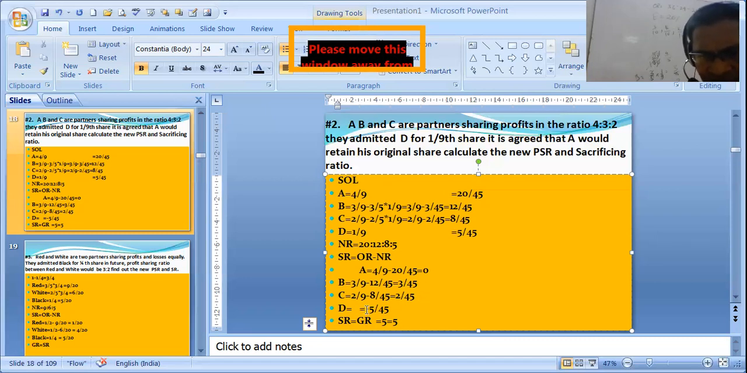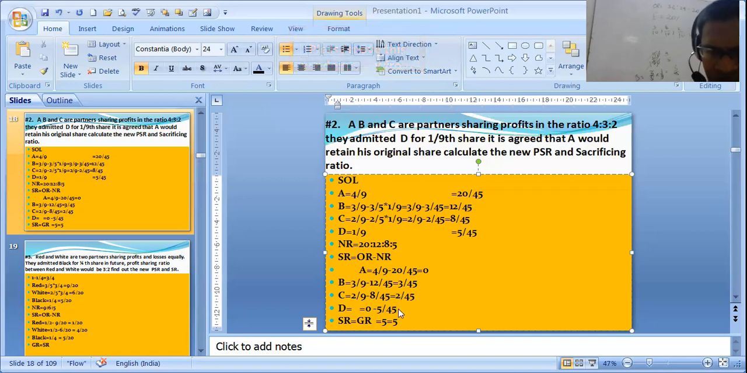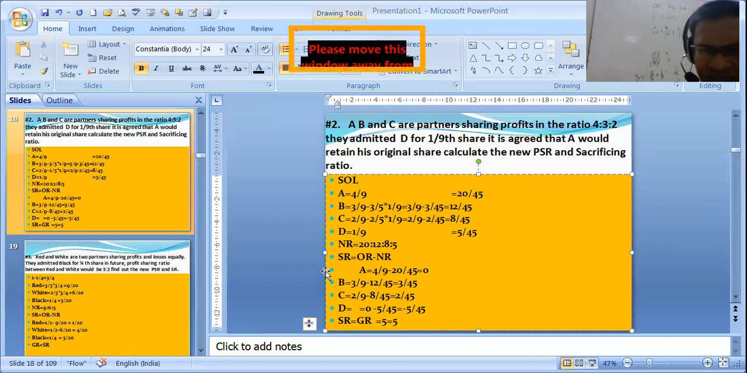And D was gaining. So when he is gaining, minus 5 by 45. For the person who is gaining, 0 is the old ratio, so 0 minus the new ratio is minus only. So the answer is coming in minus 5 by 45. So sacrificing is equal to gaining. It's matching, that means the sum is correct.